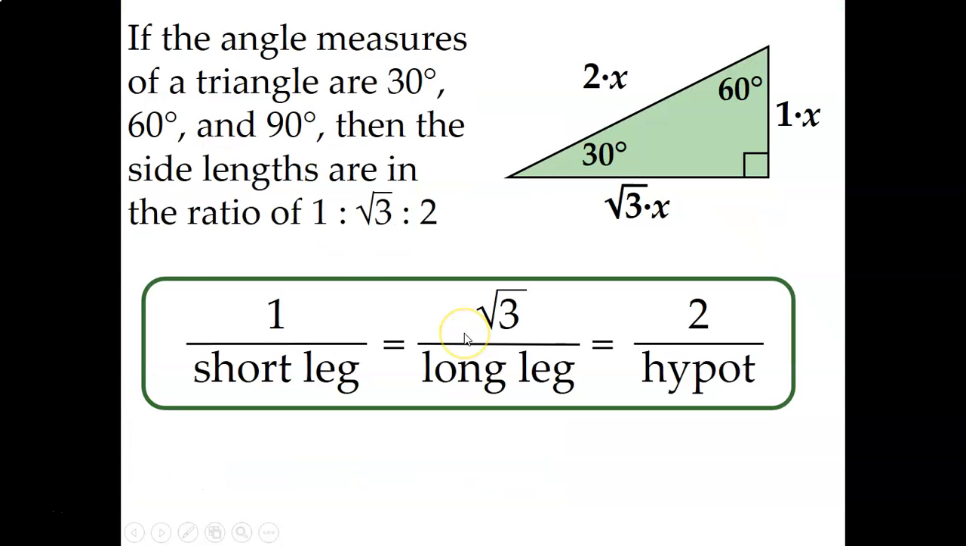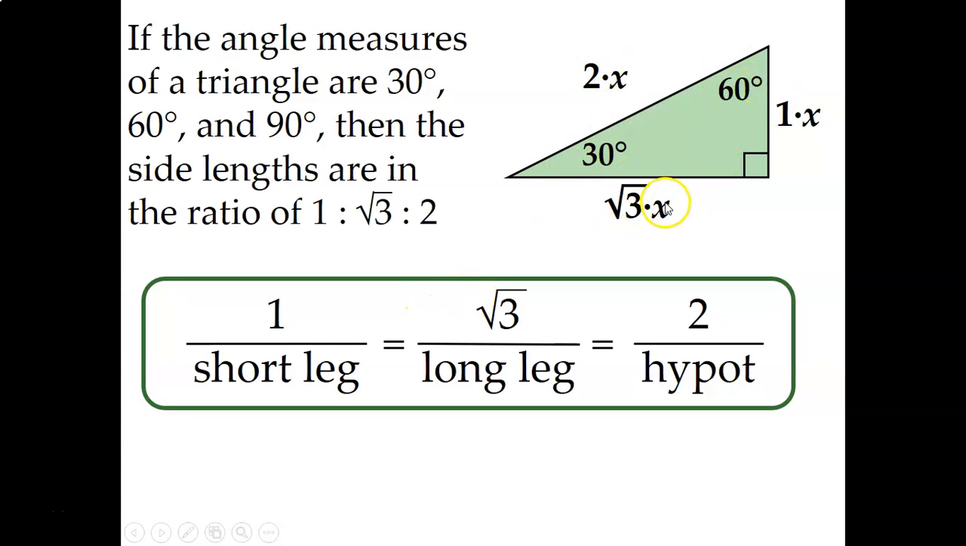And we have a similar idea for our 30, 60, 90 triangles, which of course have degree measures of 30 degrees, 60 degrees, and 90 degrees. For this kind of triangle, we do have 2 different lengths for our legs. It's not isosceles like the 45, 45, 90 triangle. So we have 3 different numbers in our proportion, and they relate to the different sides of the triangle.